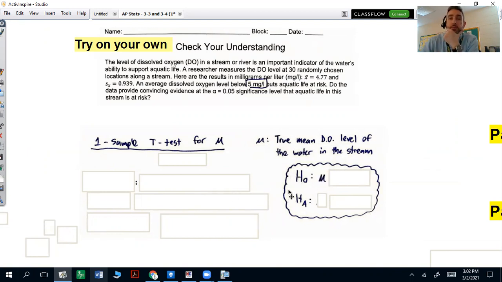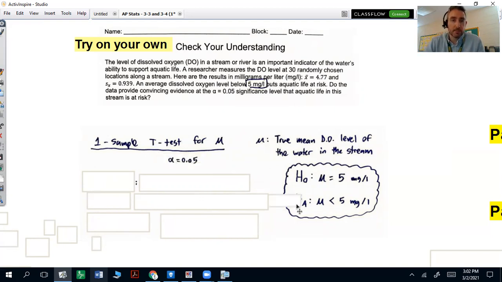What would the null equal? What's the default? If you said 5, you're right. So then what is the alternative? Well, the sample mean is smaller, and we want to say, is there convincing evidence that aquatic life is at risk, meaning that the dissolved oxygen level is lower than 5. So if you said mu is less than 5 milligrams per liter, you're correct. So that is your P part, the first part of PANIC. We're going to set alpha equals 0.05 since it's stated. Let's check our conditions. Random. Where does it say random?